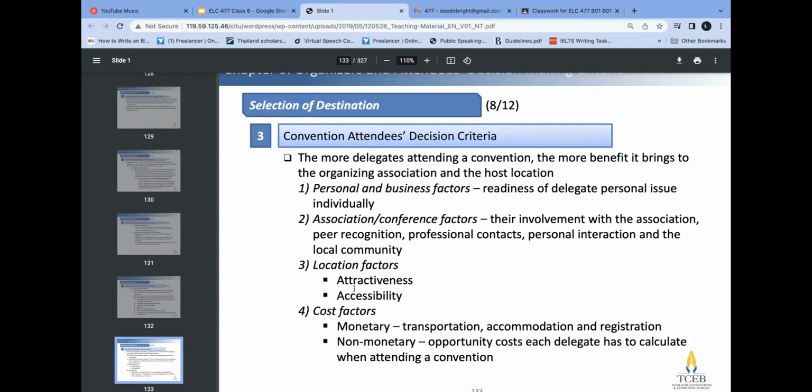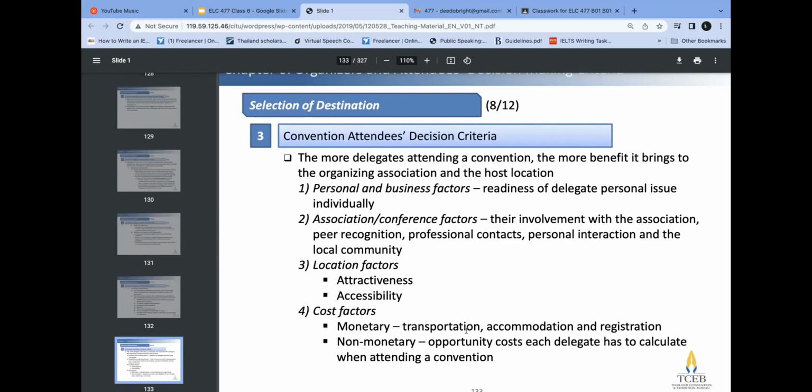Next factor is that location factor. So just highlight here, attractiveness, right? Attract lots of people. And the second, easy to access, meaning that accessibility is a keyword, right? Traveling, things like that. And the last one is that it's all about money here, cost factor, right?